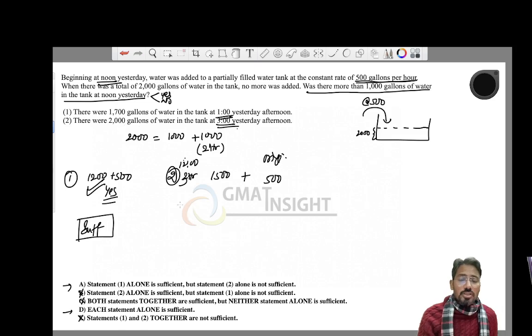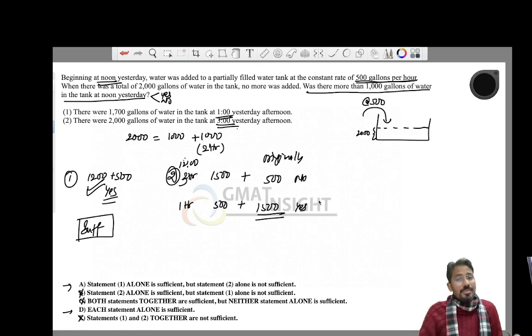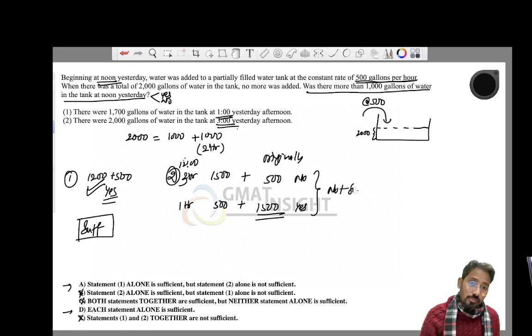And there is also a possibility that the inlet was open for only 1 hour. That means it added only 500 gallons, so originally the tank had 1500. Now one assumption gives us the answer to the question as yes, and the other gives us the answer as no, whereas both assumptions are acceptable. And therefore we say that the second statement alone is not sufficient. Because the first is sufficient and the second is not, we can say that the answer is option A.